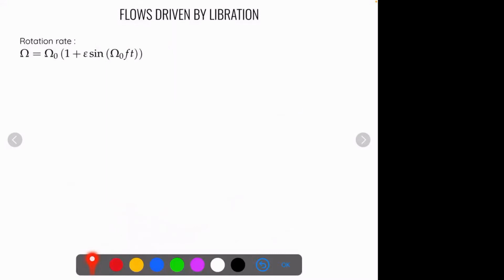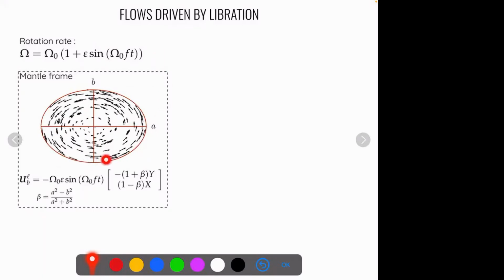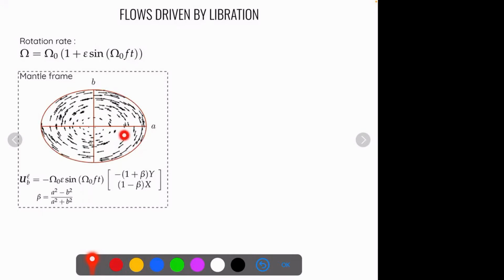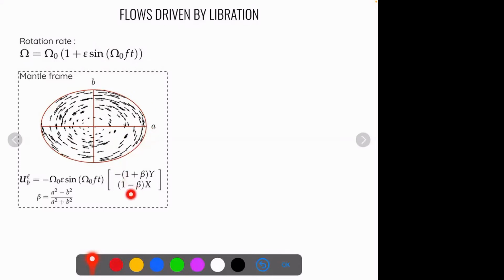Let's consider the simplest form of libration, which is a rotation rate that is modulated harmonically at a certain frequency. The first response of a planetary core to this kind of forcing is this kind of flow, which is an oscillating solid body rotation, well, almost a solid body rotation, because you have small departures because of the ellipsoidal shape, and those small departures are proportional to the ellipticity of the tidal deformation.